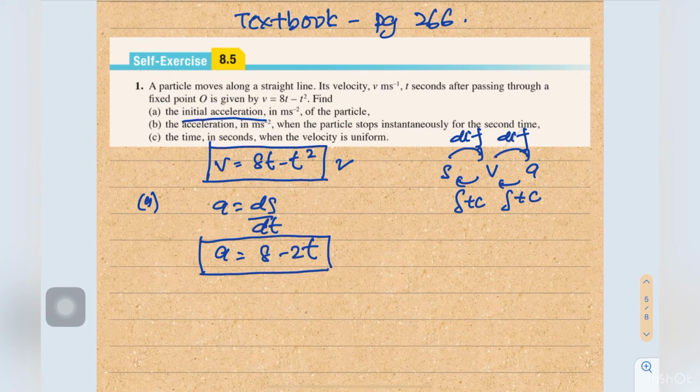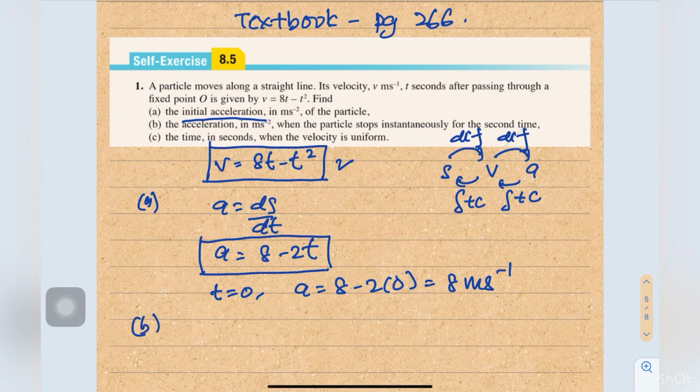Okay, so now initial. Okay, initial meaning that t equals 0. Initial acceleration, t equals 0 into A. So A equals 8 minus 2 times 0 equals 8 meter per second. Okay, B. Find the acceleration when the particle stops instantaneously for the second time.